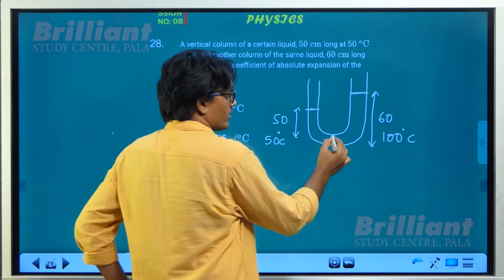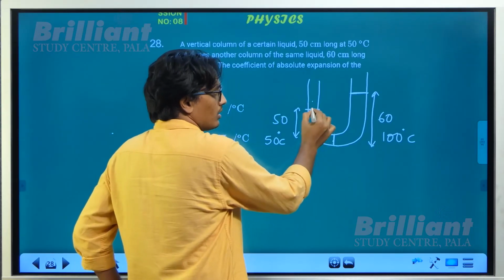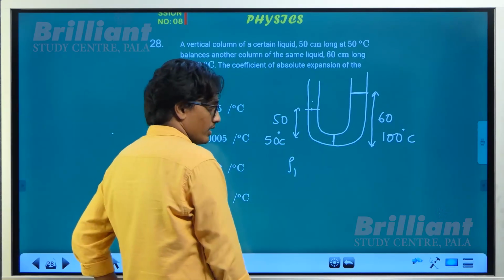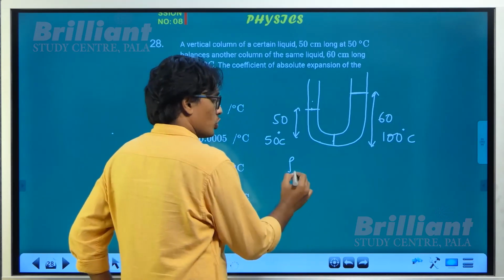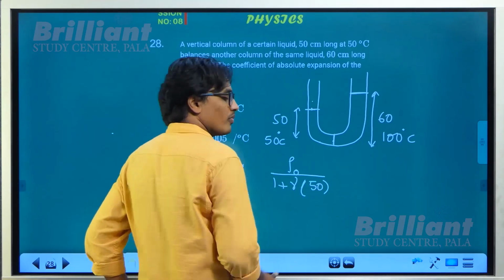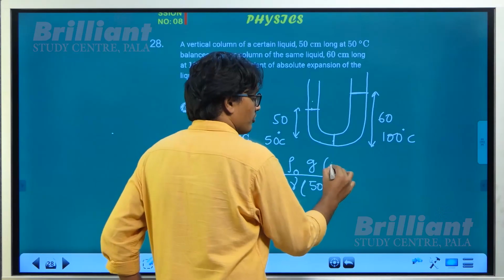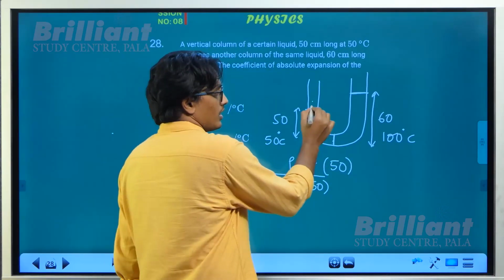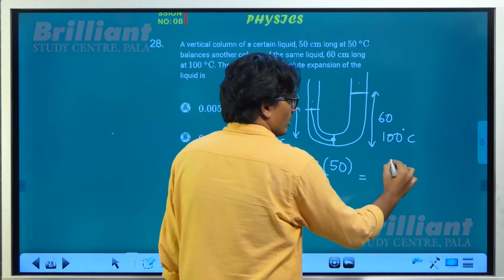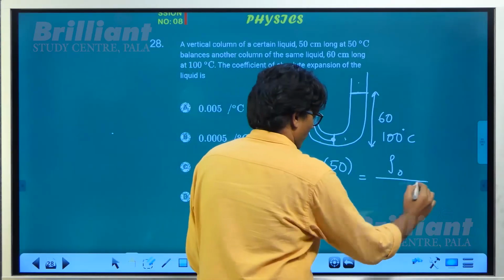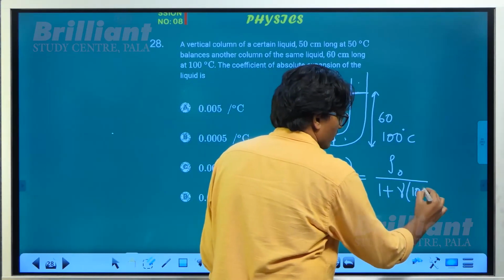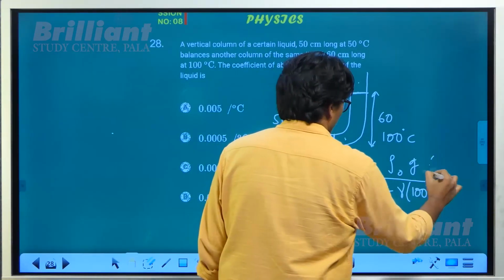So pressure at this point is, this is P naught, okay. P naught plus rho at 50 degrees centigrade, or you can write it as rho at 0 degrees by 1 plus gamma delta T. Delta T is 50. Rho G H, H is 50 centimeters. Okay, that is the pressure here. Similarly, if the pressure here is P naught, then density at this point is rho by 1 plus gamma delta T. Delta T is 100. G into H is 60.